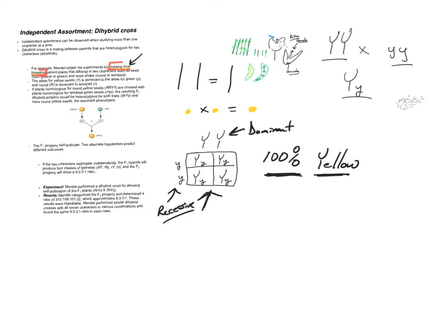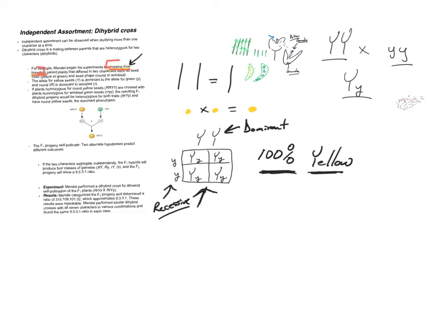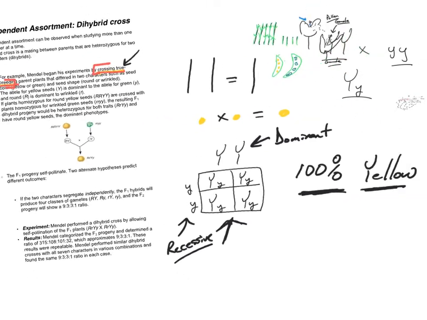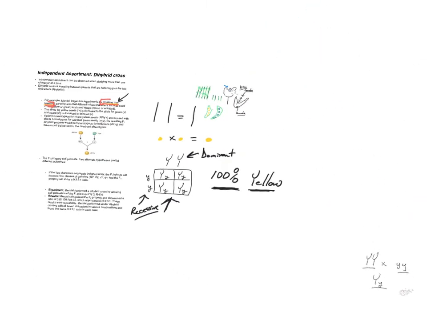So, you have this homozygous dominant, and he called it true breeding. He didn't know, and later he developed it, or we developed it, to this idea of homozygous versus heterozygous.